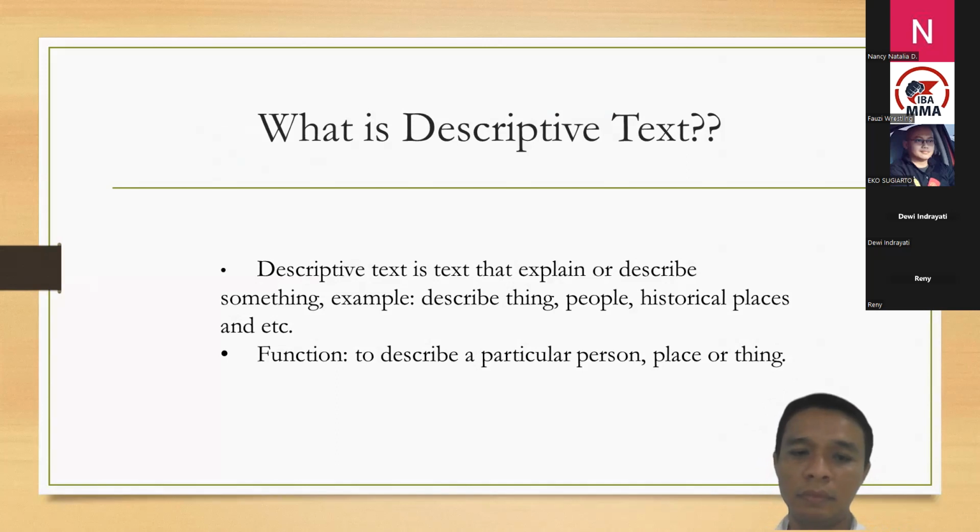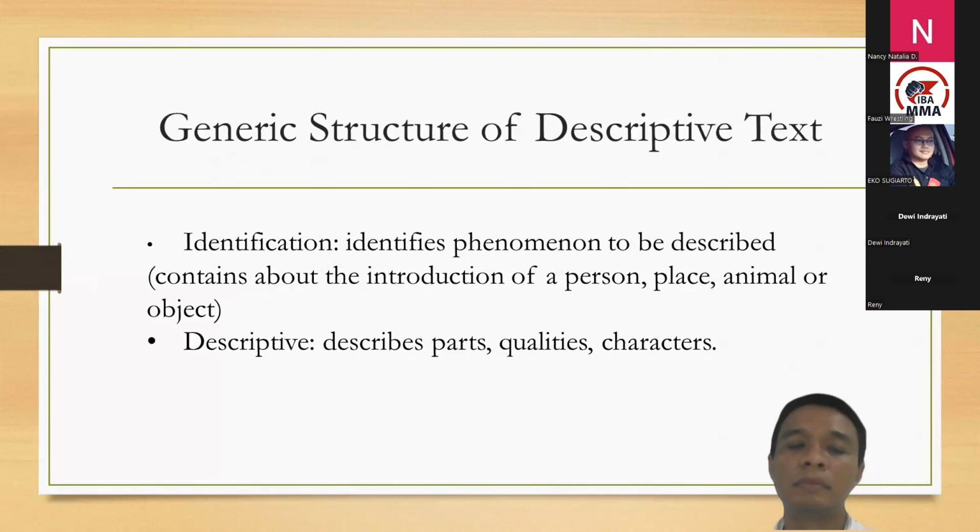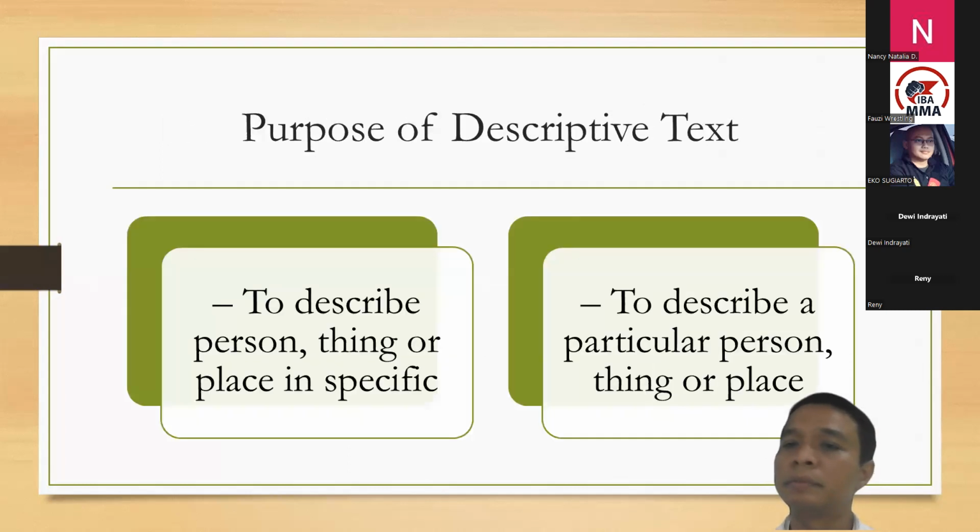All right. And for the next slide, that will be the generic structure of descriptive text. Identification identifies the phenomenon to be described, containing the introduction of a person, place, animal, or object, and description describes parts, qualities, and characters. The purpose of the descriptive text is to describe a person, thing, or place in specific, and to describe a particular person, thing, or place.